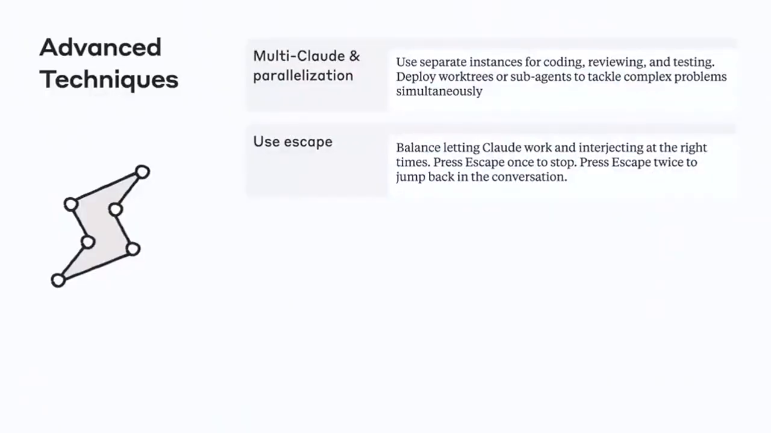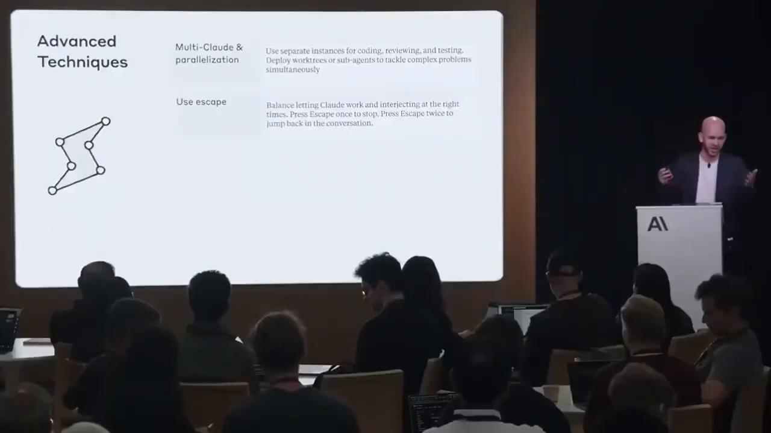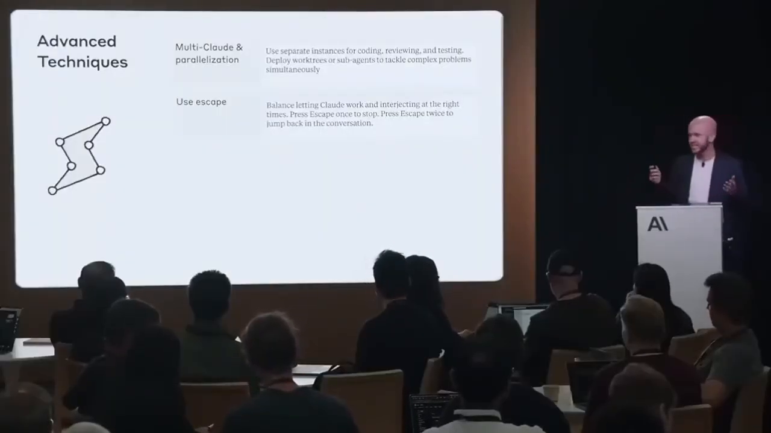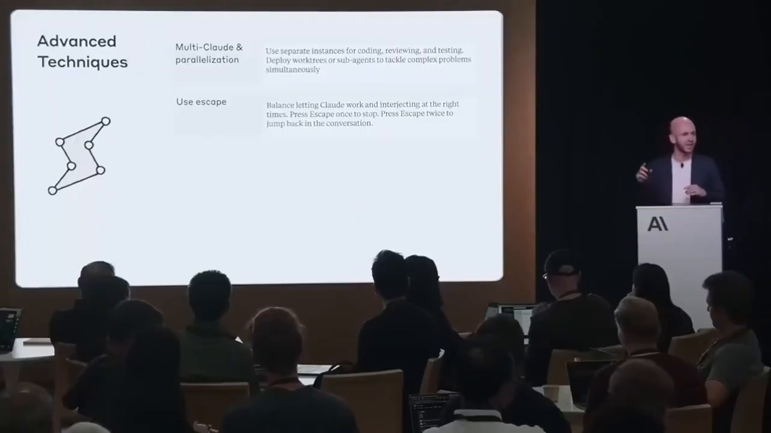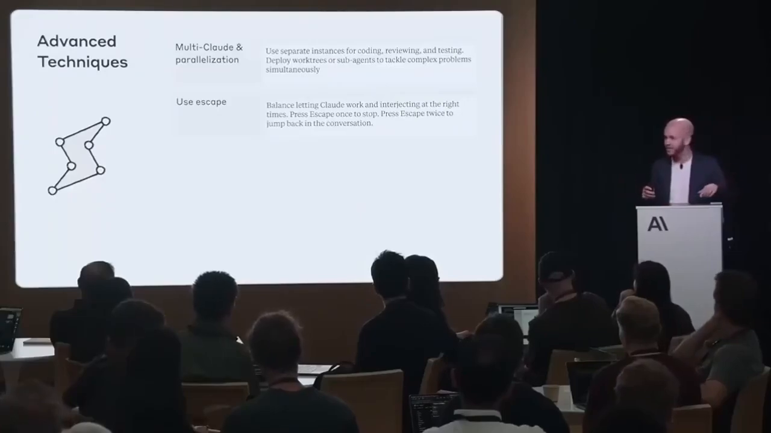Use escape. Escape is your best friend. While Claude is working, you can keep an eye on what it's up to, and you can press escape to stop it and interject and say, "Hey, I think you're going on the wrong path," or "I want you to do something else." Knowing when the right time to press escape is versus just letting Claude figure it out is key to getting the most out of the tool. And there's a hidden feature, not too many people know about it, but if you press escape twice, you can actually jump back in your conversation. You can go back and reset.